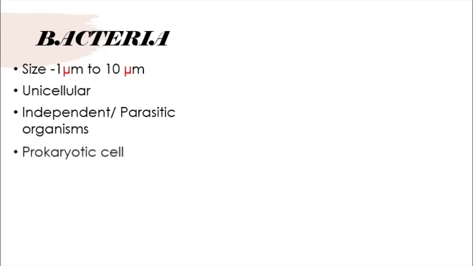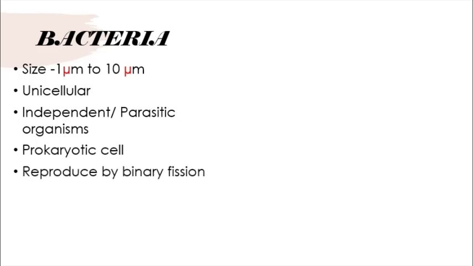Also, these organisms have a prokaryotic cell. That is, they have a cell wall, but the nucleus or nuclear membrane and different cell organelles are absent. They reproduce by binary fission.